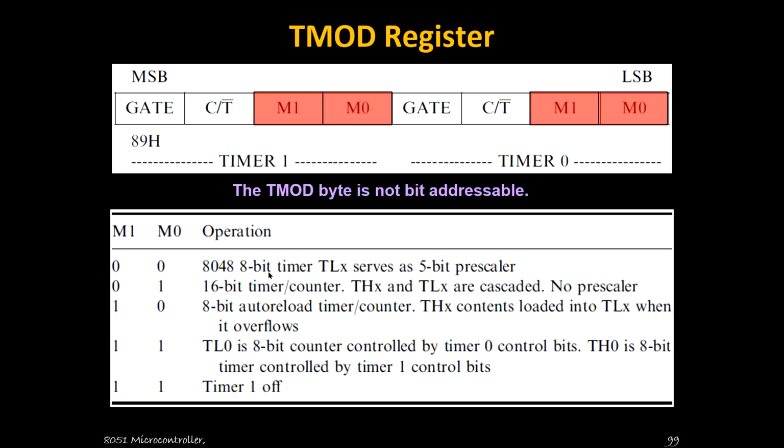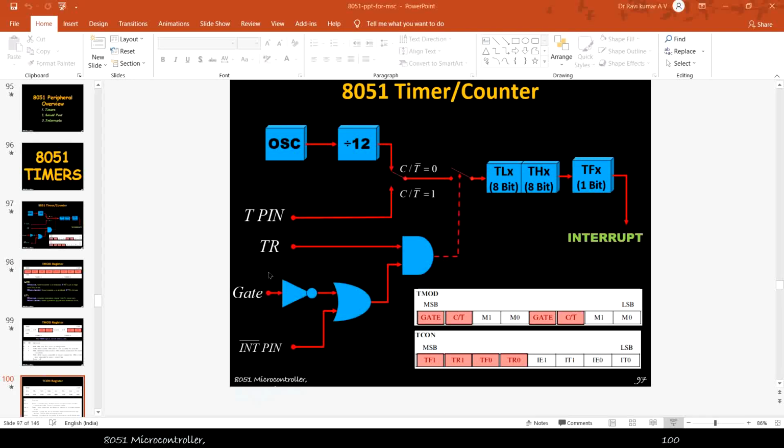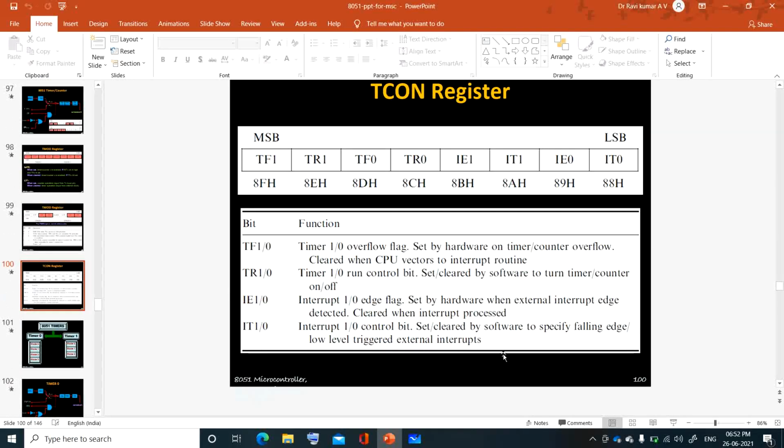Both bits 1-1 is mode 3. As we said, it is a split timer mode. Here only timer 0 is used for the split timer mode. So this is what we discussed in the concept of timer modes. Next we will learn about the TCON register, the timer control register. Thank you very much.